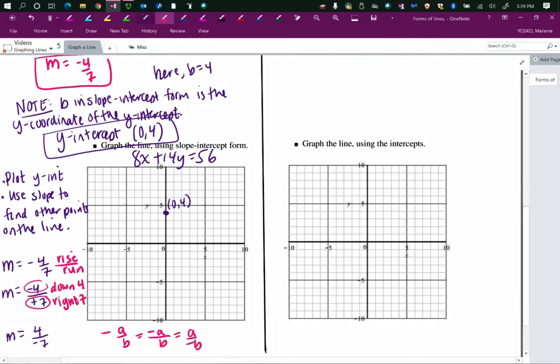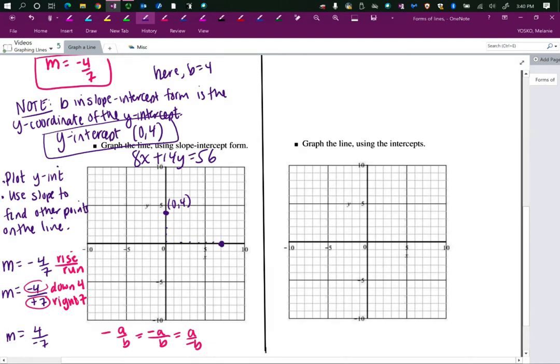So right 7. Okay, so we're going to start out at this point right here, (0, 4), and we're going to go down 4. 1, 2, 3, 4. Then we move right. 1, 2, 3, 4, 5, 6, 7. And we are right there.